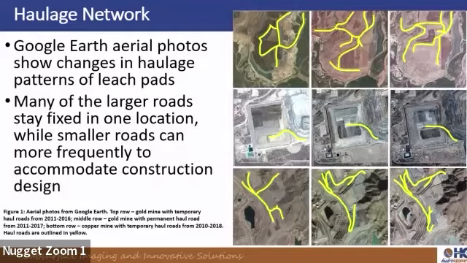So you'll see here aerial photos from Google Earth. The top one is a gold mine with temporary roads from 2011 to 2016. The middle one is a gold mine with a permanent haulage road taken between 2011 and 2017. And the bottom is a copper mine with temporary roads between 2010 and 2018.